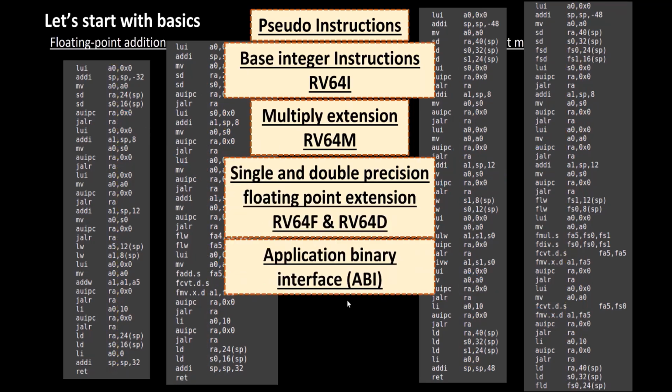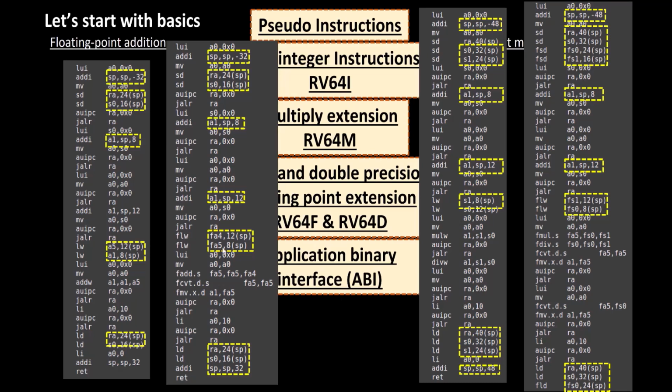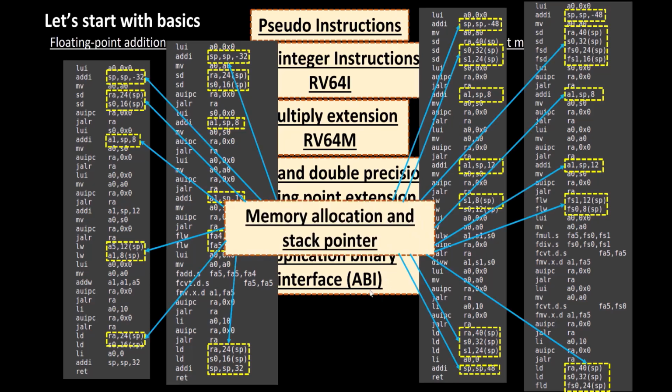And then once we are done with that, if you look into the highlighted ones, there is some data transfer happening. The data is being transferred from the registers to the memory, and SP is the stack pointer. So there is some transfer of data between the memory, the stack pointer and the registers. This concept is called memory allocation and the stack pointer. We are going to look into how memory gets allocated for the instructions, and how the stack pointer moves up and down based on the instructions that you provide.